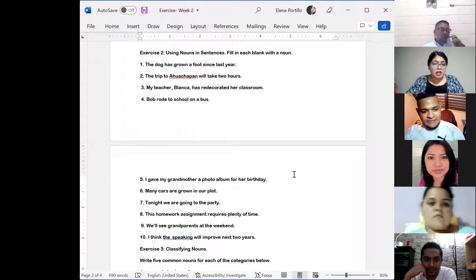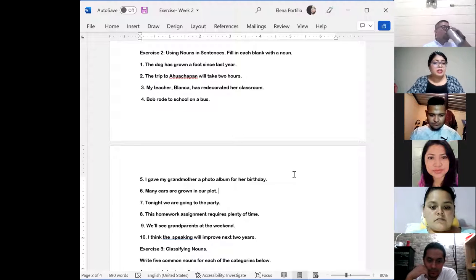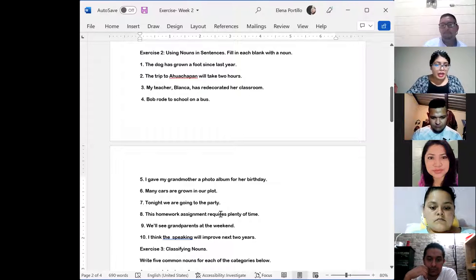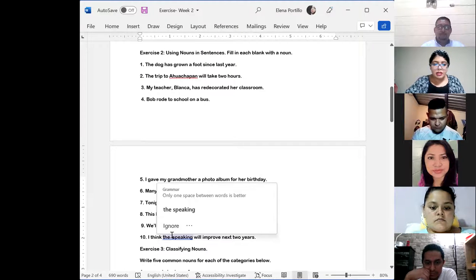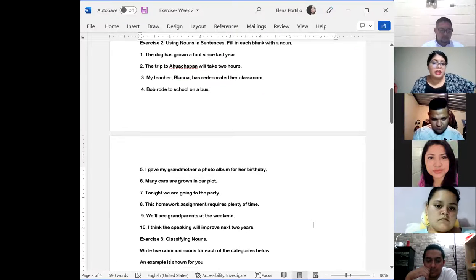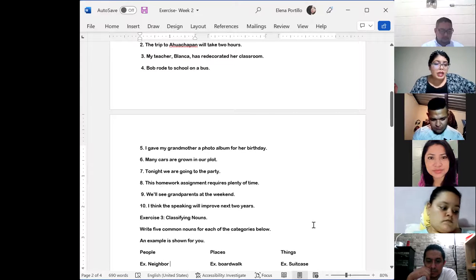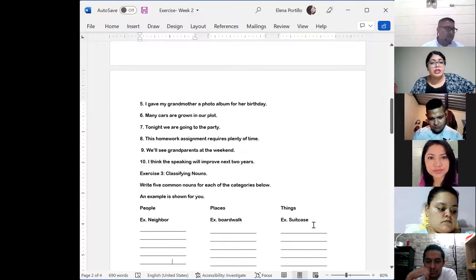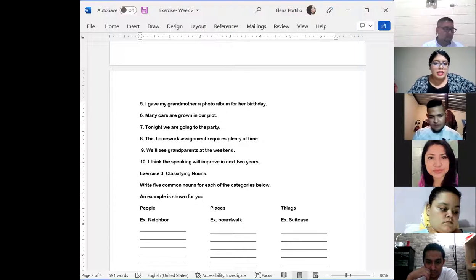Many cars are grown in our plot. Number seven, tonight we are going to the party. Number eight, this homework assignment, let me see, requires plenty of time. Number nine, we will see grandparents at the weekend. And number 10, I think the speaking will improve in the next 2 years. So we are going to add here in the next 2 years.